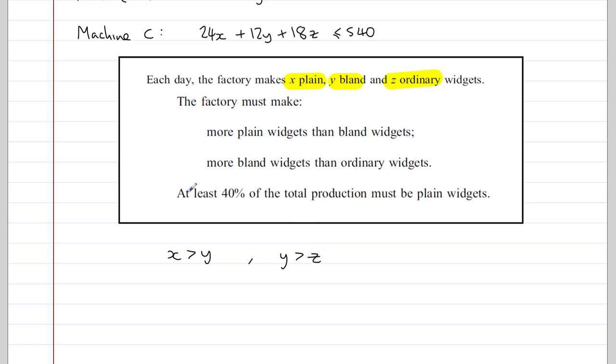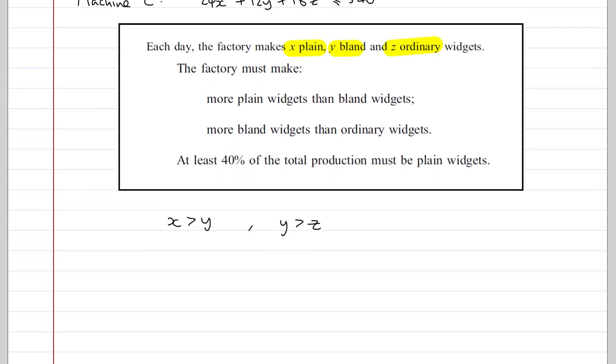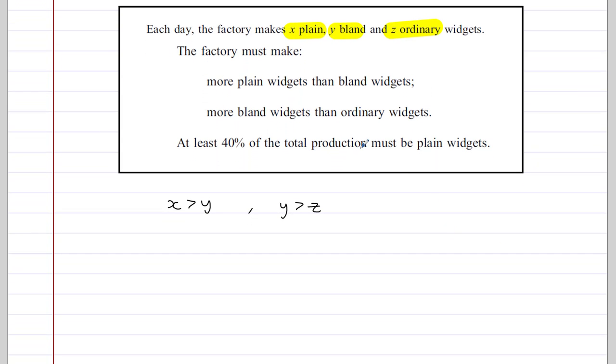Then it says at least 40% of the total production must be plain widgets. The total production would be all of the widgets added together, X plus Y plus Z, and 40% of that we can write as 2/5. The number of plain widgets must be at least 40% of the total, so X must be greater than or equal to the expression we've just written down.